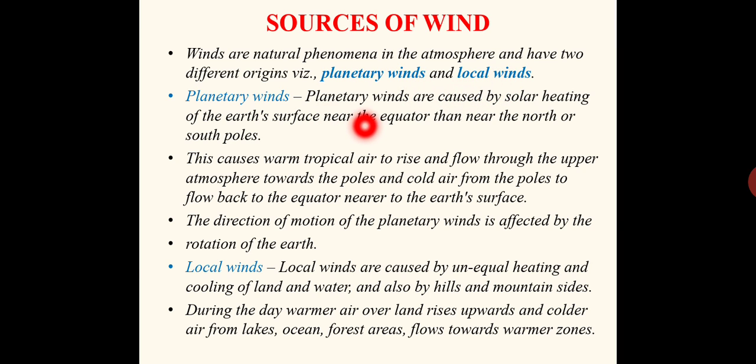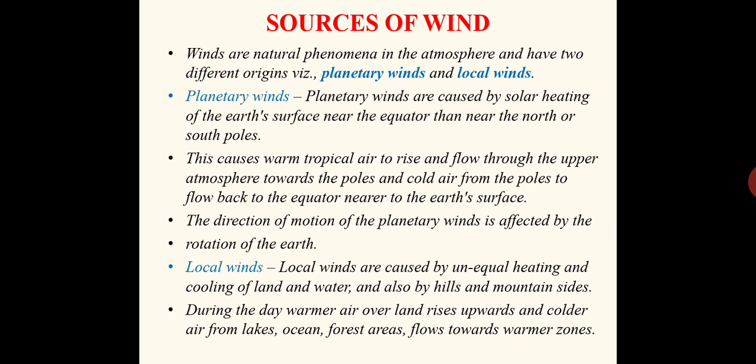Planetary winds are caused by solar heating of the Earth's surface near the equator more than near the north or south poles. As I have already told, the equator region receives more solar energy, so the temperature is expected to be high and the pressure will be less there. Whereas the north and south poles have low solar intensity, so the pressure will be high. This causes warm tropical air to rise and flow through the upper atmosphere towards the poles, and cold air from the poles to flow back to the equator nearer to the earth's surface.